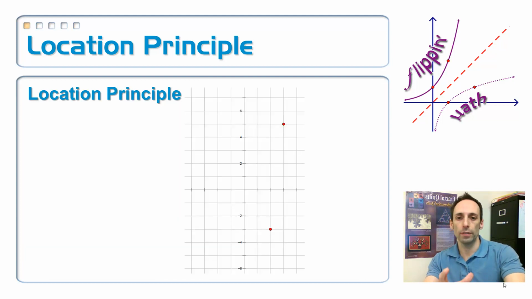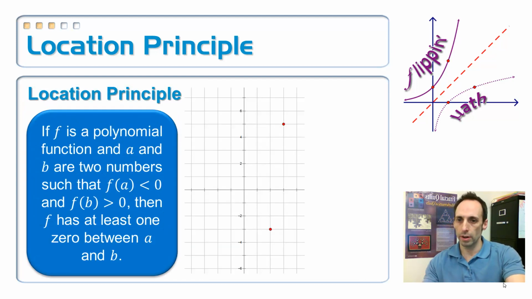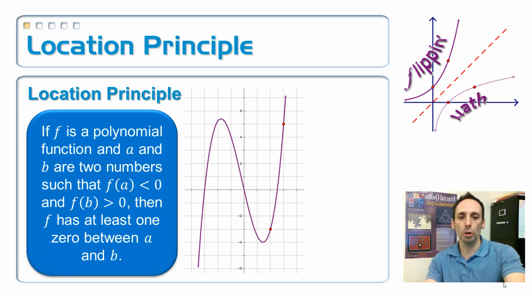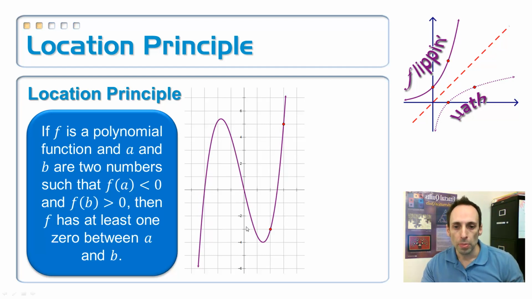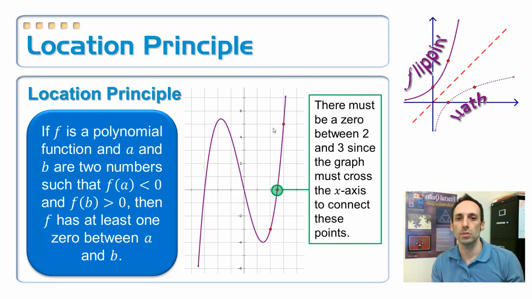Here it is in a graph. We've seen this exact thing. Oh, why don't I animate that again? This is what we warmed up with. So here's the polynomial graph that connects these two points. I have a negative 3 down here and a positive 5 up here. The only way that I can connect those with a polynomial graph is if I cross the x-axis between them.